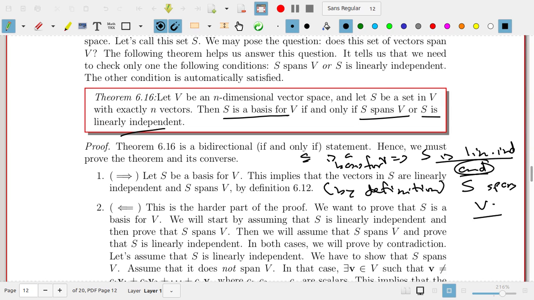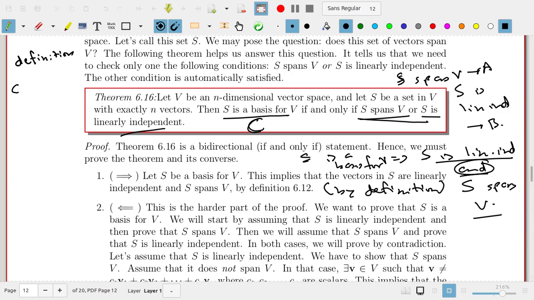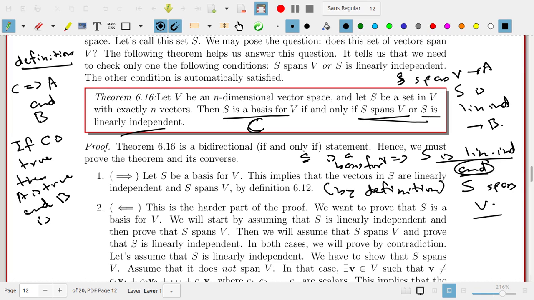So let's call "S spans V" statement A, and "S is linearly independent" statement B. And let's call "S is a basis for V" statement C. So the definition tells me that C implies A and B, which means that if C is true, then A is true and B is true.